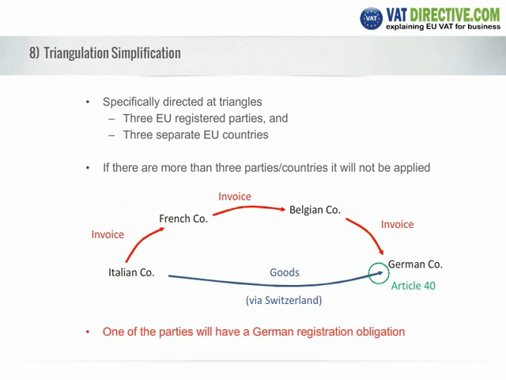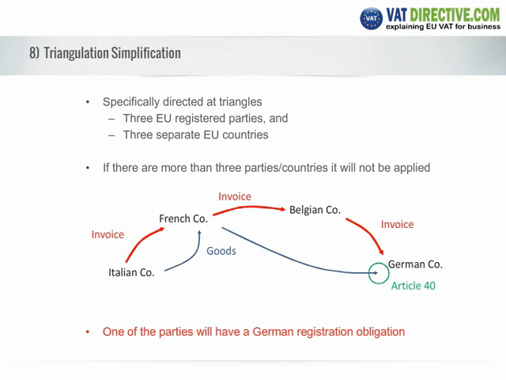But one of these parties will be registering in a different member state than the one they are already registered in. If you want the simplification to apply, then you have to form a triangle. So maybe the goods could go from Italy to France, and then from France to Germany. Then you have your triangle.